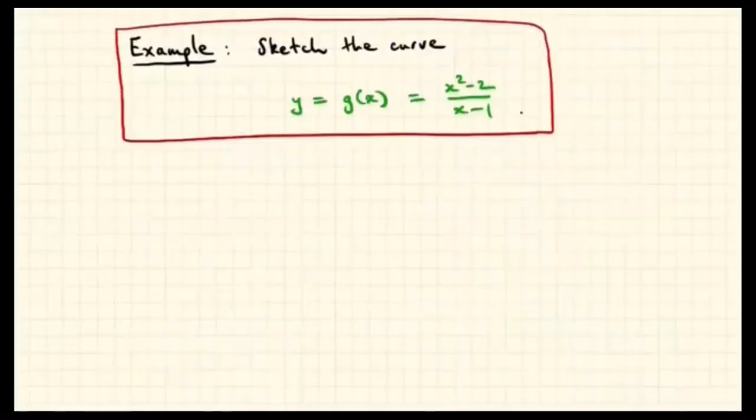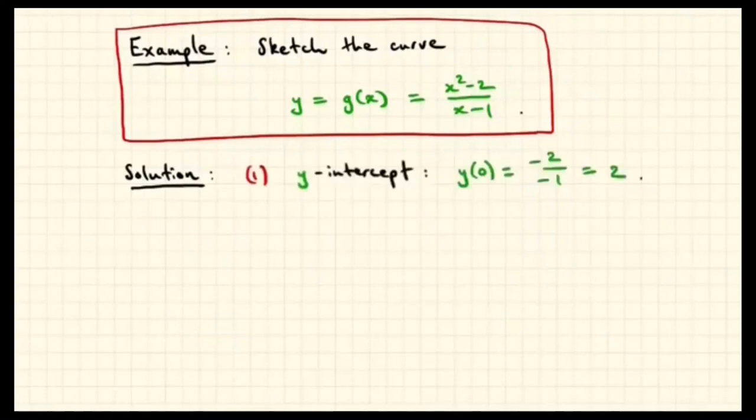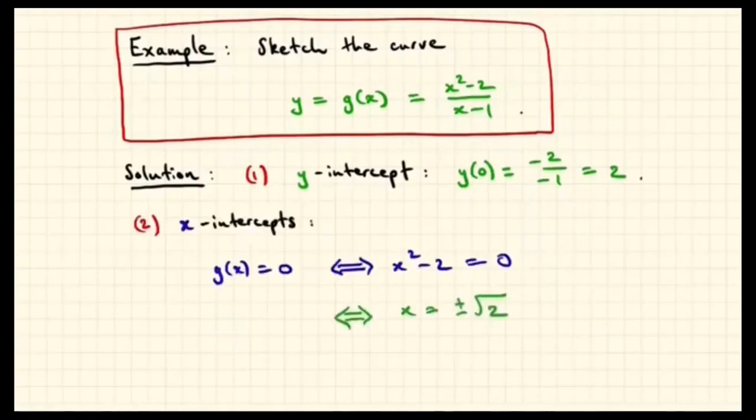So let's sketch the graph of the function g(x) equals (x squared minus 2) over (x minus 1). Let's go through the checklist systematically. First, the y-intercept is 2. This is the result of evaluating the rule when x equals 0. The x-intercepts turn out to be straightforward. It's simply when the numerator x squared minus 2 is 0, which occurs when x is plus or minus the square root of 2.